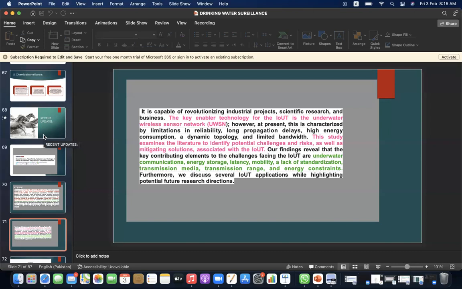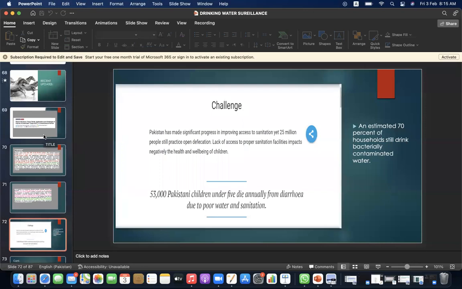Furthermore, we discussed several IoUT applications, highlighting potential future research directions. And a challenge Pakistan is facing: an estimated 70% of households still drink bacterially contaminated water.